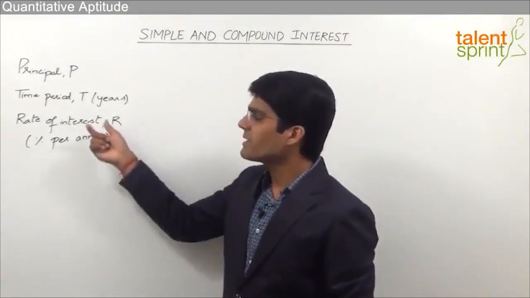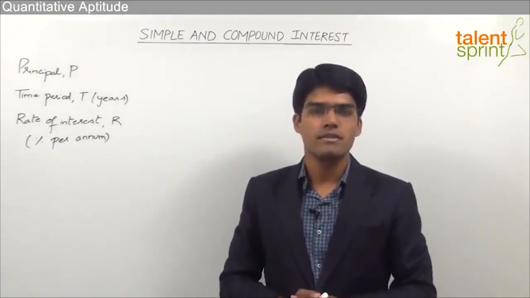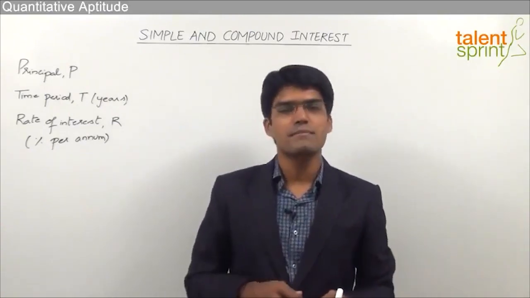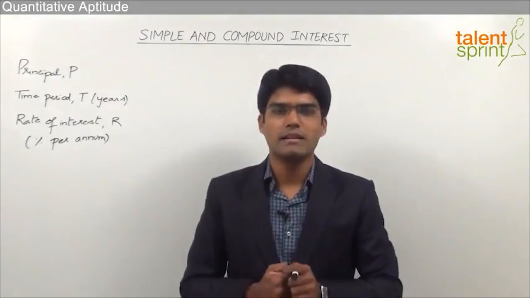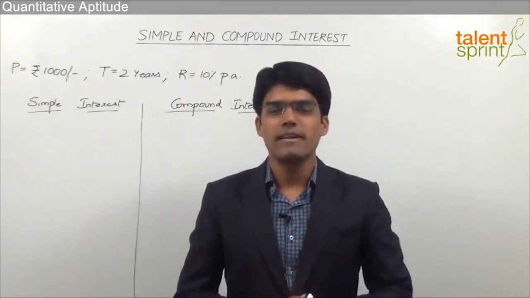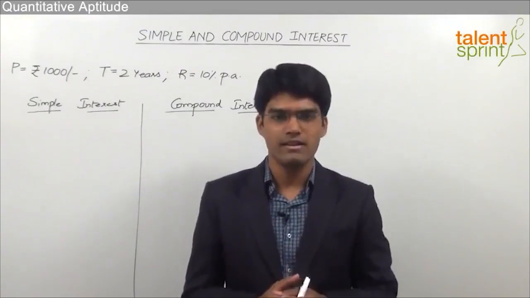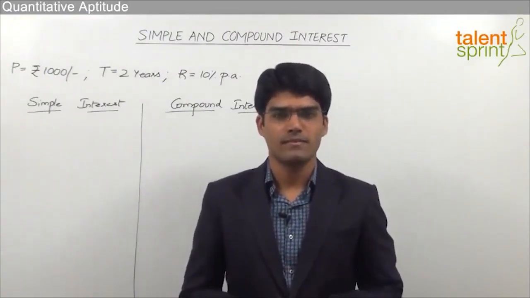So rate of interest is nothing but that percentage value which defines how much has to be paid per 100 rupees for 1 year. So based on these three values, that is principal, time period and rate of interest, the simple interest and the compound interest can be calculated. After learning about the various terms related to interest, that is principal, time and rate of interest, let us now understand the difference between simple interest and compound interest.